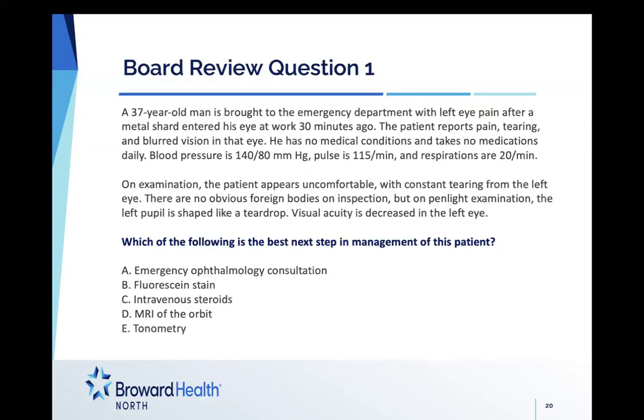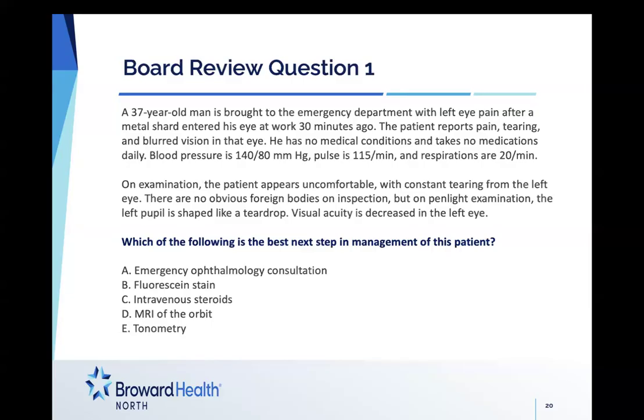So now I have some questions. I'll read it. A 37-year-old man is brought to the ED with left eye pain after a metal shard entered his eye at work 30 minutes ago. The patient reports pain, tearing, and blurred vision in that eye. He has no medical conditions and takes no medications daily. Blood pressure is 140 over 80, pulse is 115, and respirations are 20. On examination, the patient appears uncomfortable with constant tearing from the left eye. There are no obvious foreign bodies on inspection, but on penlight examination, the left pupil is shaped like a teardrop. Visual acuity is decreased in the left eye.